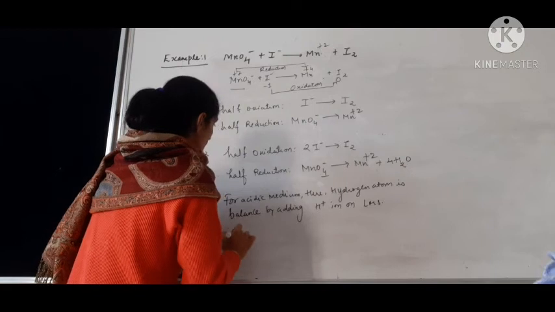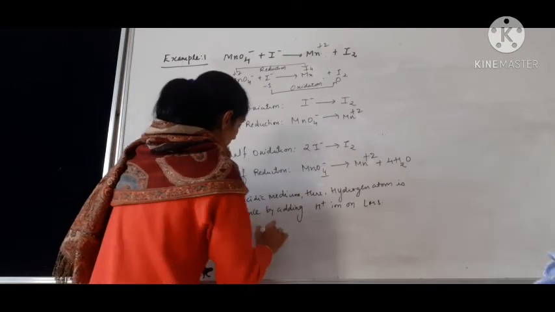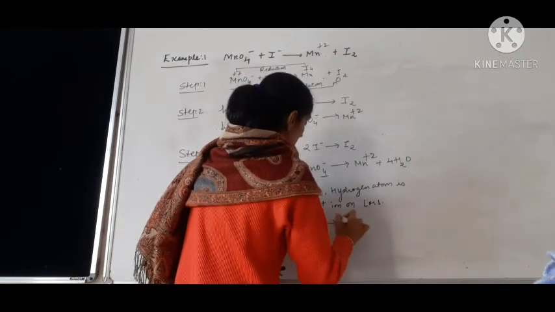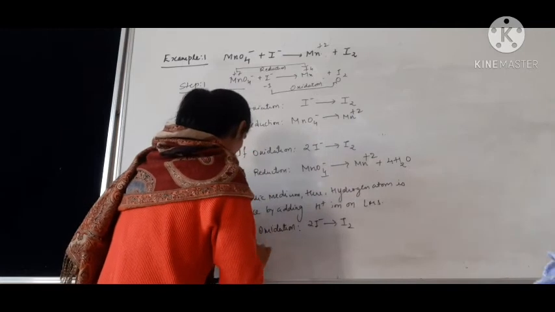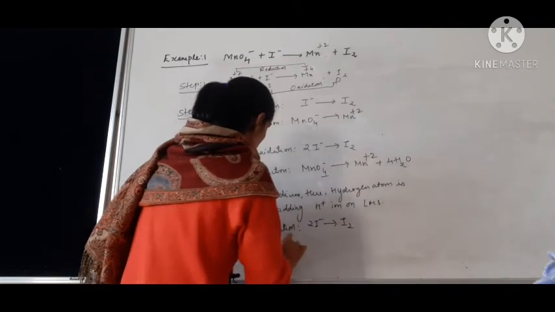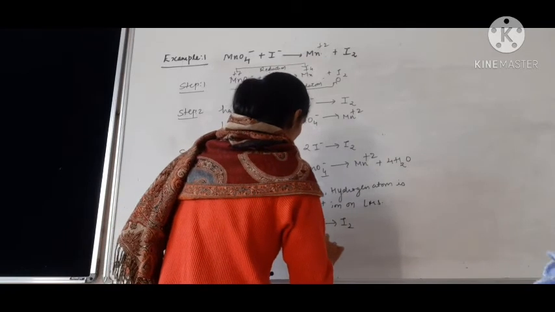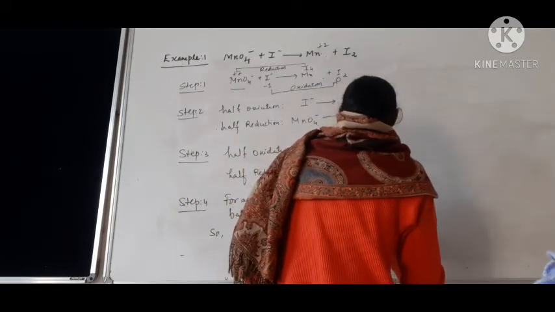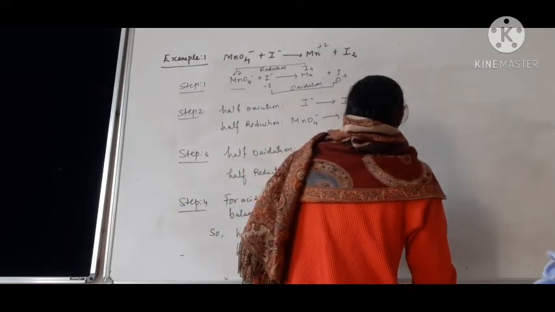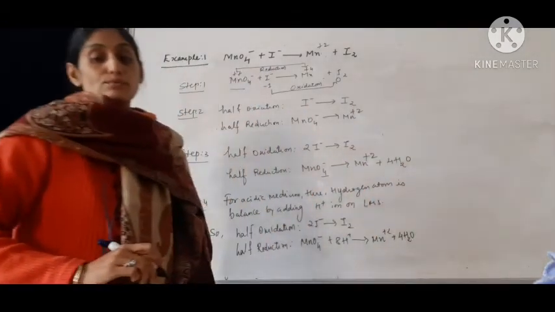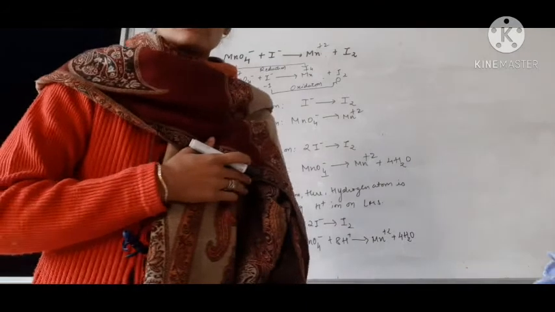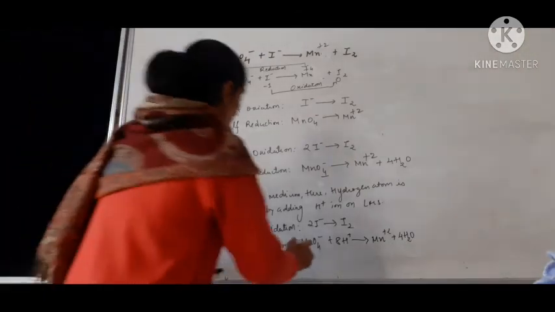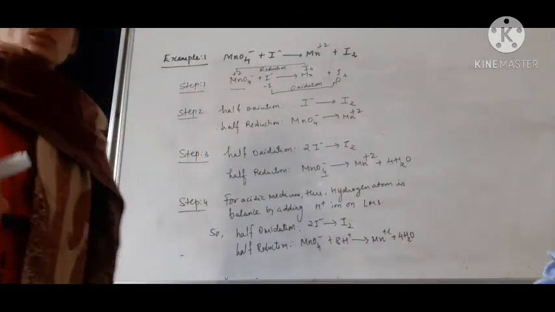So half oxidation remains the same, that is 2I minus gives I2, but in half reduction MnO4 minus plus 8H plus gives Mn plus 2 and 4H2O. So if you have copied this, then we'll move to the next step, in which we are balancing the overall charge of the reaction by adding the electrons.